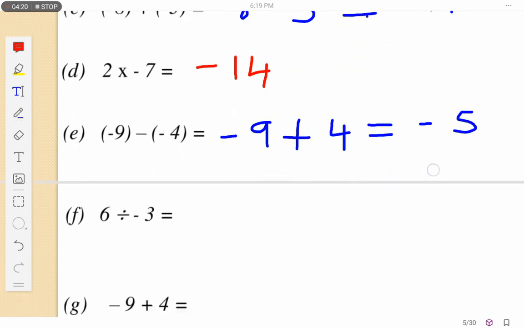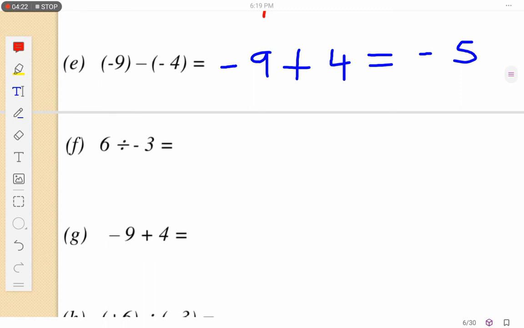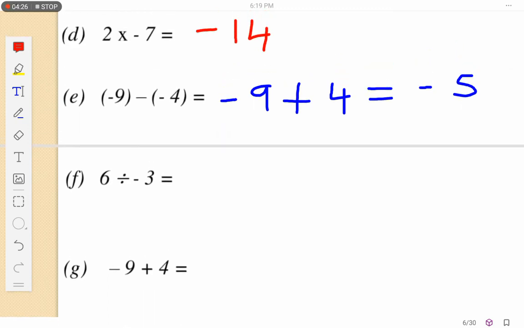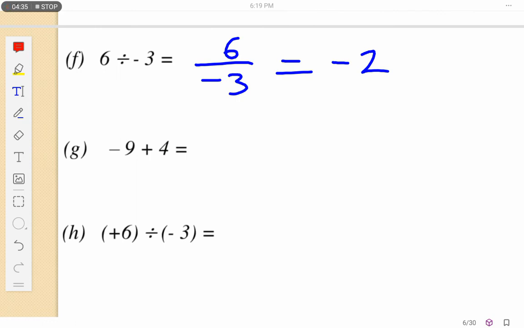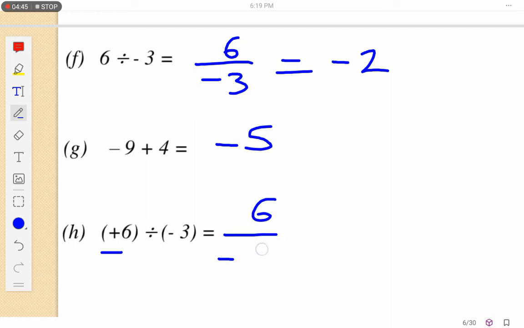Let's go on to the next one. 6 divided by minus 3 is the same as 6 over minus 3, we will get minus 2 there. Then the other one, minus 9 plus 4, we did it, we get minus 5 there. Then the last one, 6 divided by minus 3 is the same as 6 over minus 3. We will get minus 2 there. Okay, fine. Let's move on, guys.